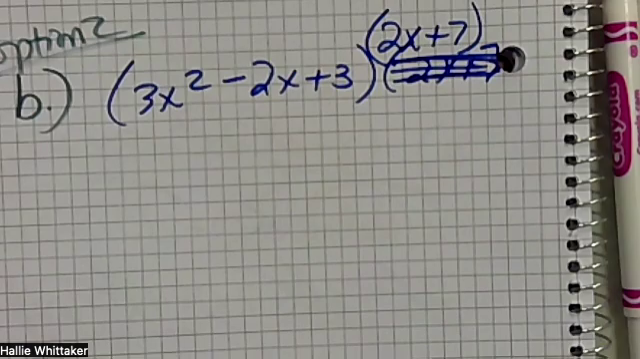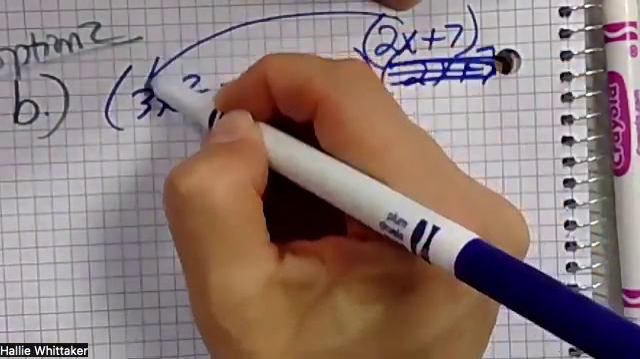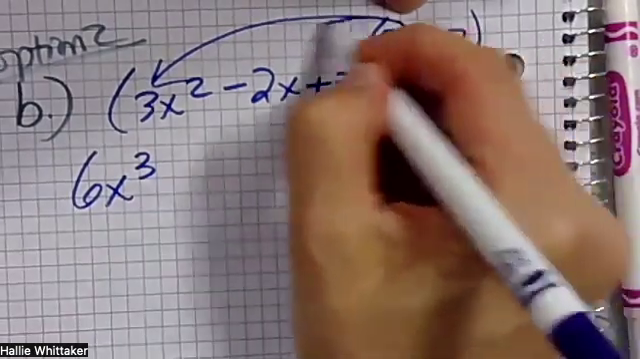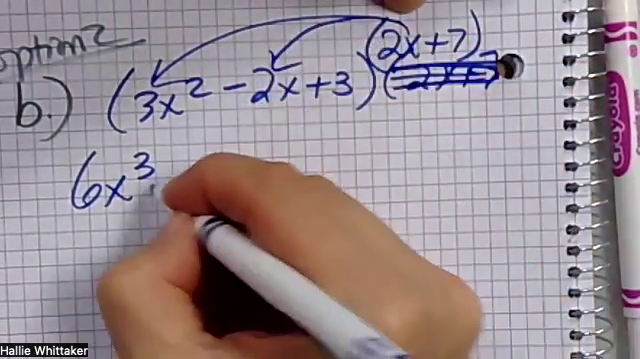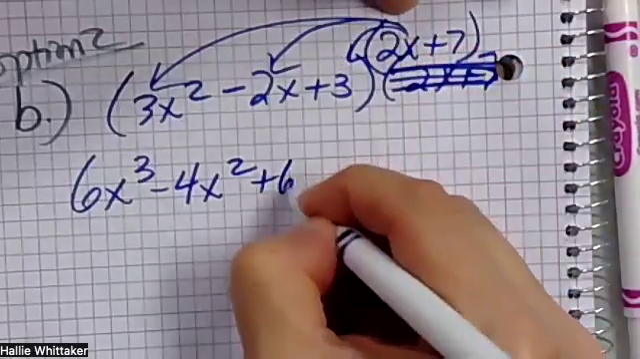To keep writing at a minimum, which I know you all like, and I do too, I would probably then just go, okay, I'm going to do 2x times the 3x squared and get 6x cubed. And then I'm going to do 2x times the negative 2x and get negative 4x squared. And then I'm going to do 2x times 3 and get plus 6x.